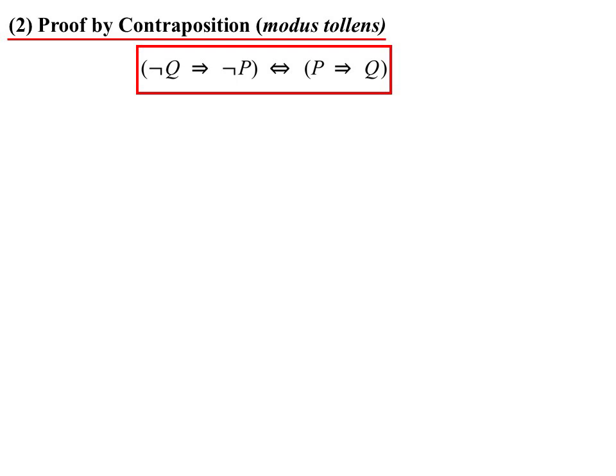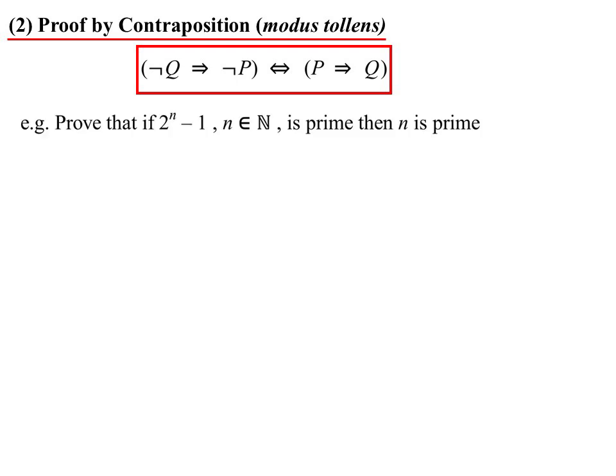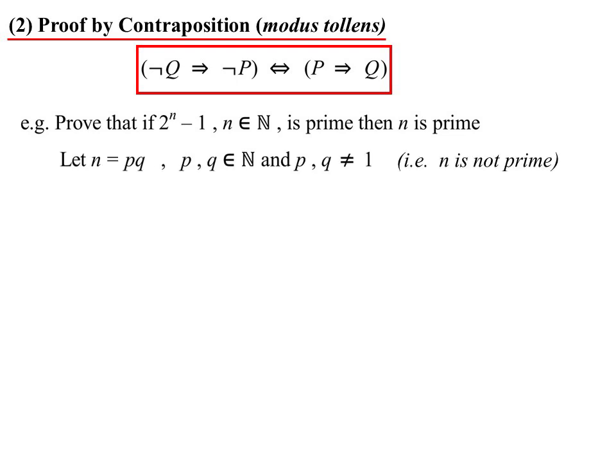Certainly with prime numbers. Because it's a lot easier to show something is not a prime number sometimes than it is to show something is prime. We're going to prove that if 2 to the power of n minus 1 is prime, then n must be prime, and n belongs to the natural numbers here. Okay, let's now define it. The contrapositive of this would be, if n is not a prime number, then 2 to the power of n minus 1 is not a prime number.